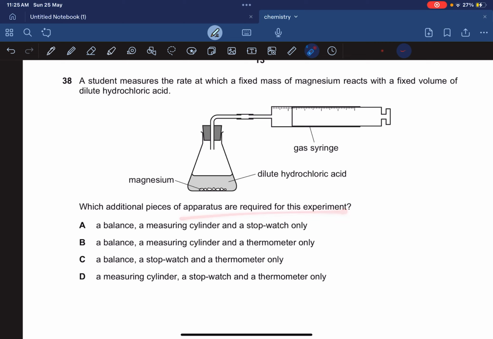I guess to measure rate, you need your time as well. So a stopwatch is very important. So let's highlight the stopwatch, a stopwatch. Okay, what else do we need?